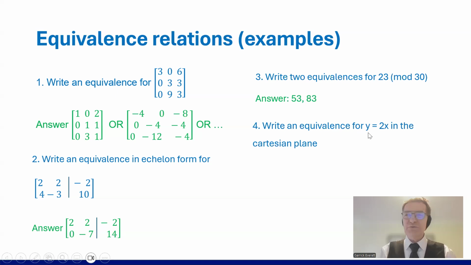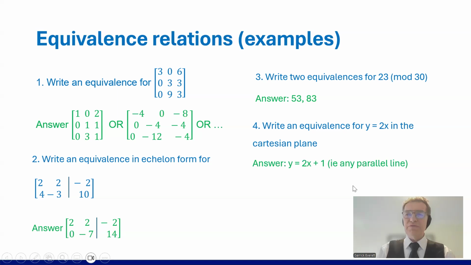Write an equivalence for y equals 2x in the Cartesian plane. So if you're in the Cartesian plane, and we just looked at that previously, anything which is parallel to this. So y equals mx plus b is your gradient form. This is the gradient. As long as you've got a 2 there, or if it's moved around, x equals y on 2. As long as you've got a gradient there of 2, you're fine. So really easy. y equals 2x plus 1, i.e. any parallel line.